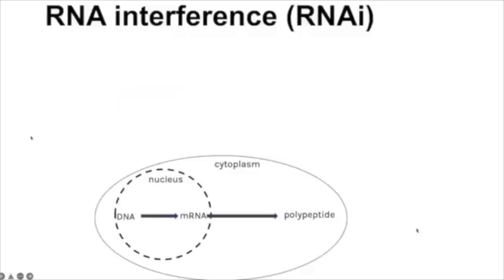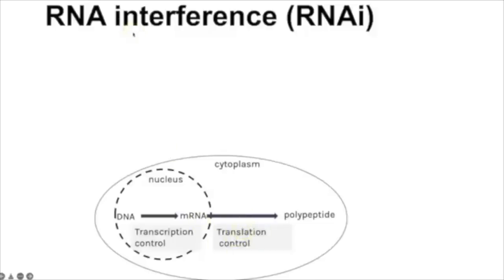The final way that gene expression can be controlled is through RNA interference, or RNAi. And that happens at this stage here. So the DNA has been transcribed to make mRNA. The mRNA leaves the nucleus, but we're going to be looking at how translation can be controlled or interfered with using RNAi.